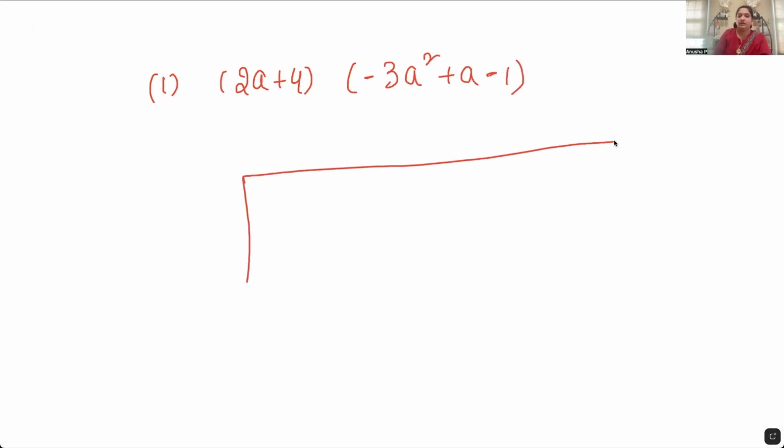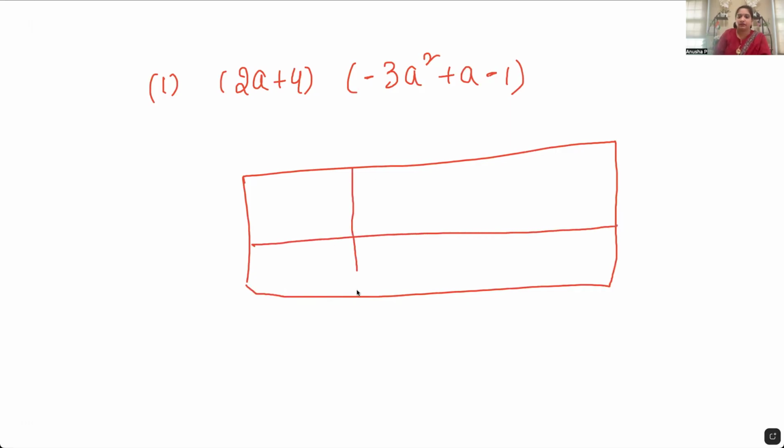This is Anusha. Today I'm going to teach you about multiplying polynomials. Okay? Multiplying polynomials. First example, (2a + 4)(-3a² + a - 1). We are doing the box multiplication. Okay?